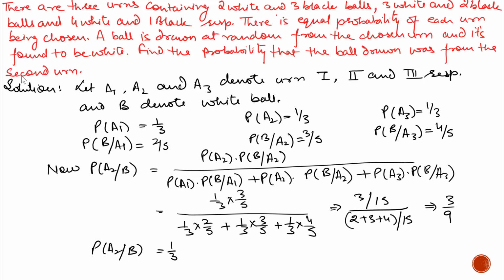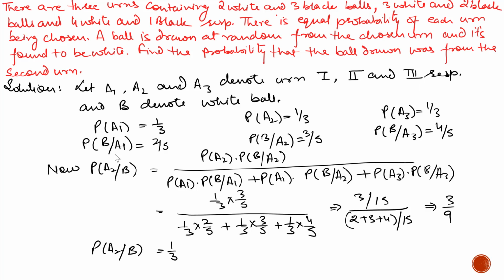So here we have 3 urns. Let A1, A2, A3 denote urn first, second and third respectively. And after that we draw a white ball and let B denote white ball. The probability of A1, probability of A2, probability of A3 is 1 by 3 because the probability of all 3 urns are equal. Now probability of B by A1. Probability of white ball from first urn. In the first urn we have 2 white out of 5, so probability is 2 by 5. Probability of B by A2 means probability of white ball out of second urn. We have 3 whites out of 5, the probability of this is 3 by 5. Next is probability of B by A3, the probability of white ball out of third urn. We have 4 white out of 5, the probability is 4 by 5.